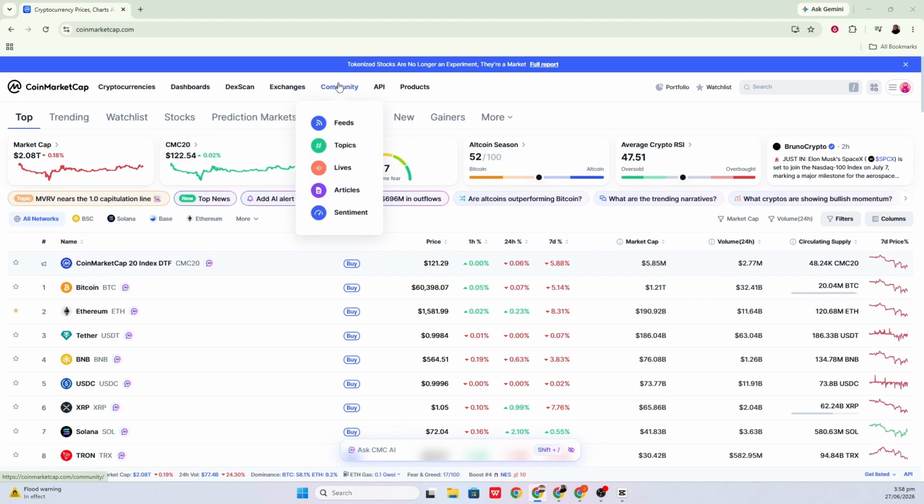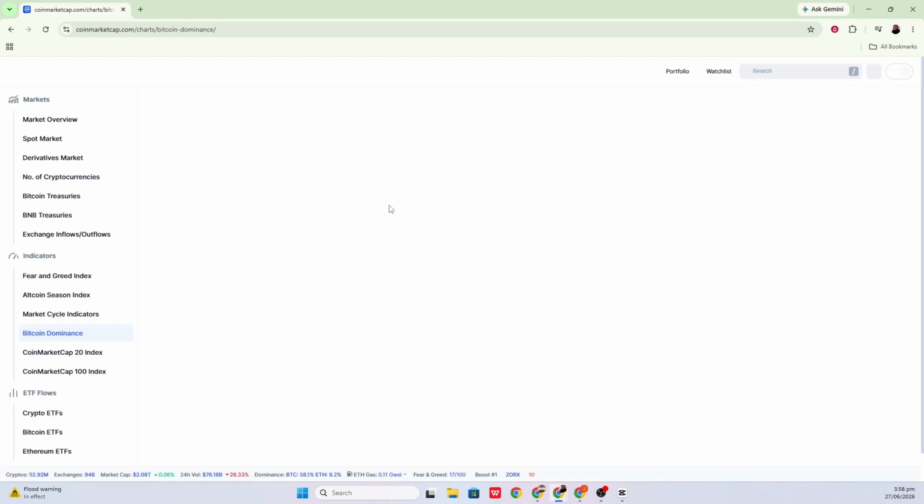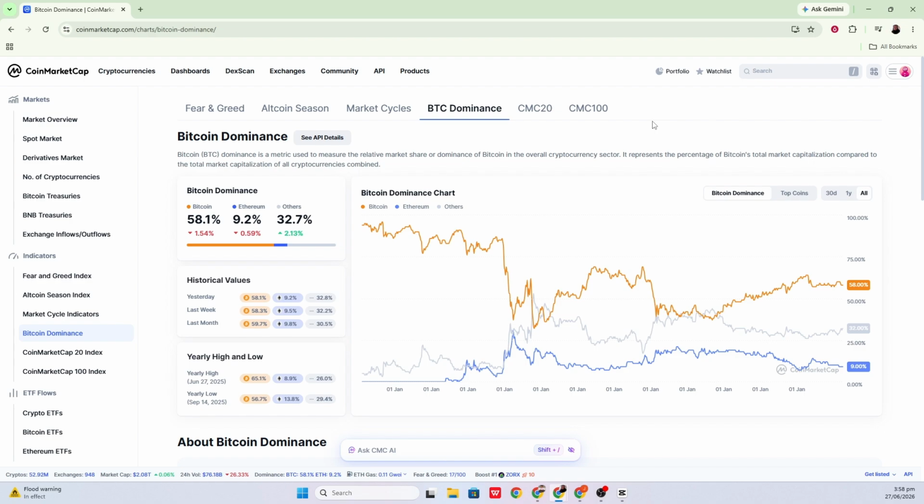To view more details about Bitcoin's market share and review historical changes, use the Cryptocurrencies menu tab or select the dominance percentage from the header. Hover over or click on the Cryptocurrencies menu tab, then select Global Charts. You can also click directly on the dominance percentage shown in the header to access the charts.